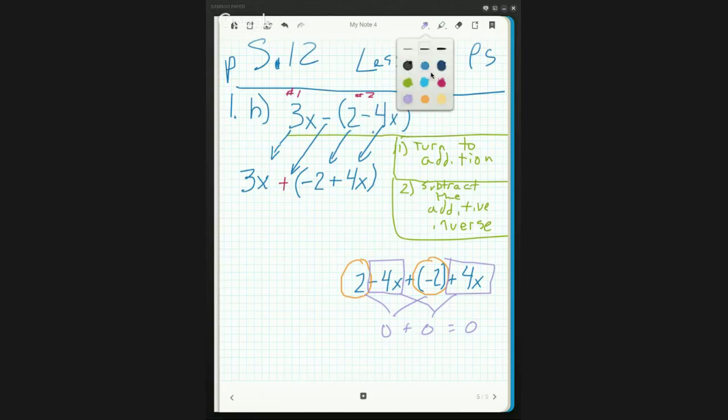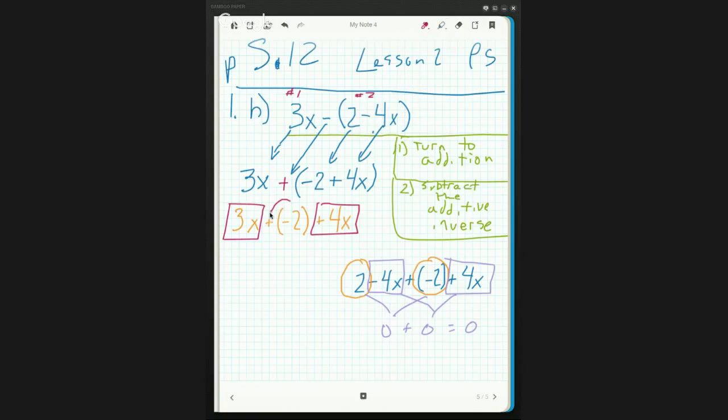And remember what we said in class, once you have an addition problem, you can remove parentheses. So we can say 3x plus -2 plus 4x. We've eliminated our parentheses, which we can do because once we have an addition, everything inside can just be added in any order. Okay, so now let's combine. We're in a state of combining like terms. Our like terms are 3x and positive 4x. And our other like term is the negative 2.